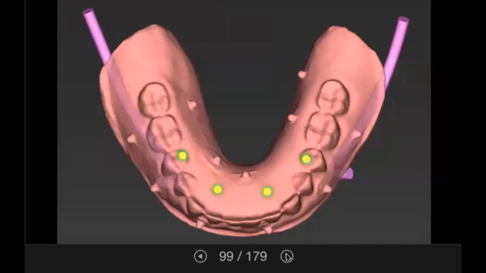The mandibular implants are emerging through the lingual aspect and cingulums of the lower denture, as this will be the most ideal location for the locator housings.